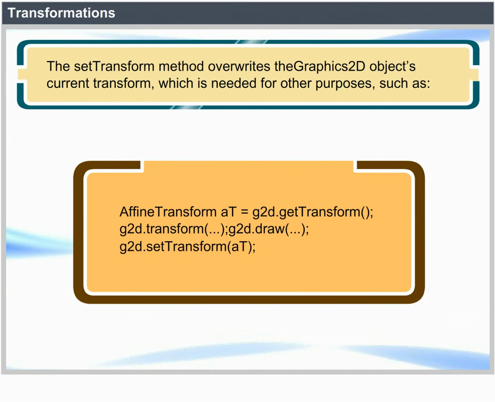AffineTransform at equals g2d.getTransform, g2d.transform of, g2d.draw of, g2d.setTransform of at.